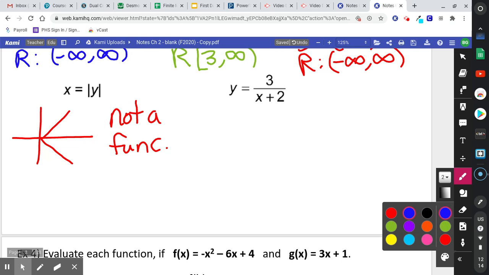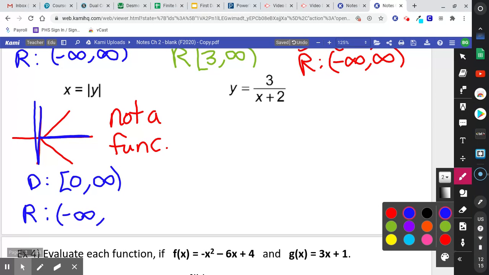If you're squashing it onto the x, if you're just looking at the x numbers, it's only covering that part of the axis. From 0 to infinity is the domain. Equal 0 to positive infinity. The range is going to cover everything on that y. If you squash it on the y, it covers everything. That's all real numbers, negative infinity to positive infinity. Last one of this set, 3 over x plus 2.